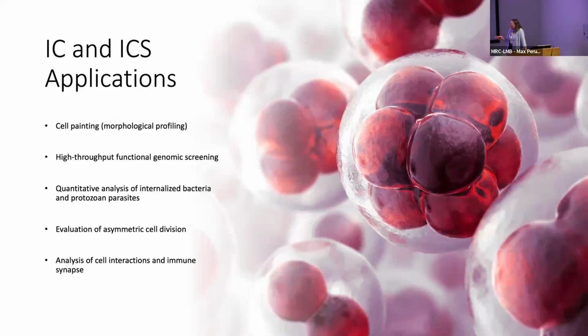The first one that comes to mind is cell painting or morphological profiling. So staining things like mitochondria or nucleus or ER, all of these things, and sorting based on the morphology as opposed to any kind of biased protein expression. High throughput functional genomic screening is huge. Other applications include the quantitative analysis of any internalized bacteria or parasites, the evaluation of asymmetric cell division, and analysis of even cell interactions and immune synapse. So I think this is, again, a really exciting development.